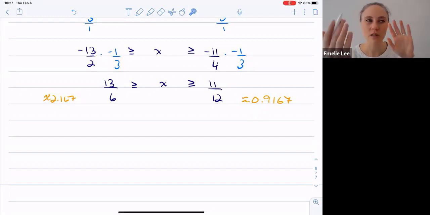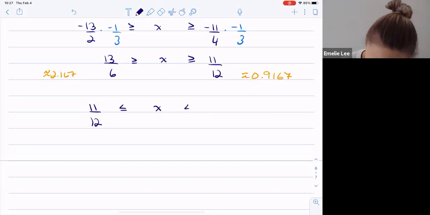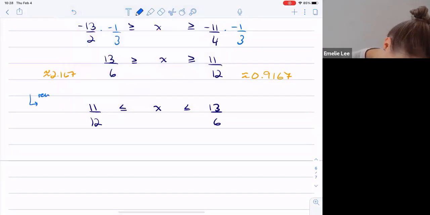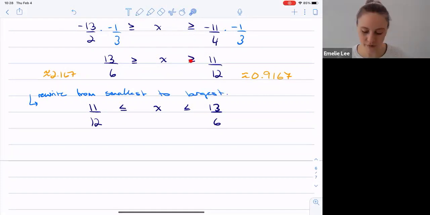So what I want you to do is write it from the smallest value up to the largest value. So 11 over 12 is less than or equal to x, which is less than or equal to 13 over 6. Rewrite from smallest to largest. And just make sure that the mouth of the inequality is still facing the x the same way that it was up here, right? You don't want to change the meaning of the inequalities. All I'm doing is switching these things around so that they read nicely.